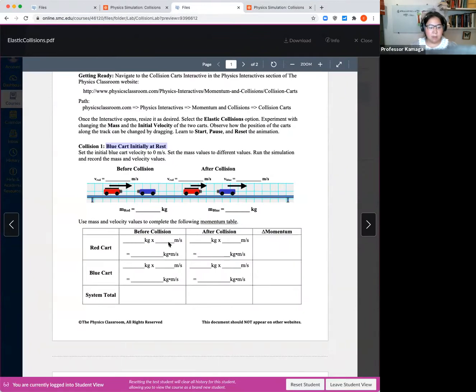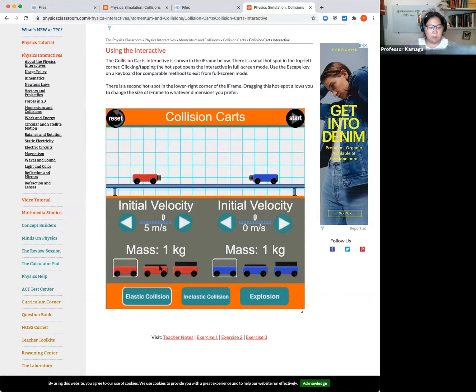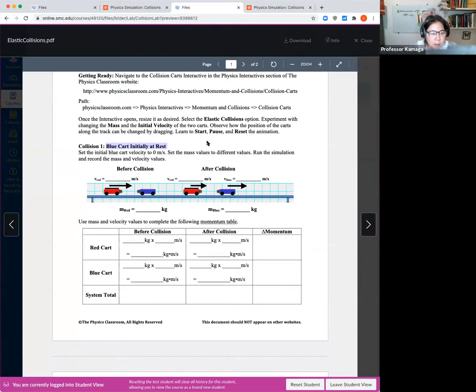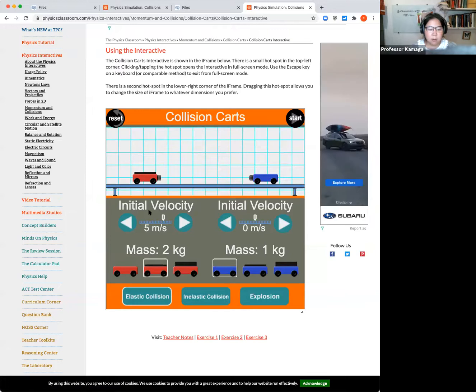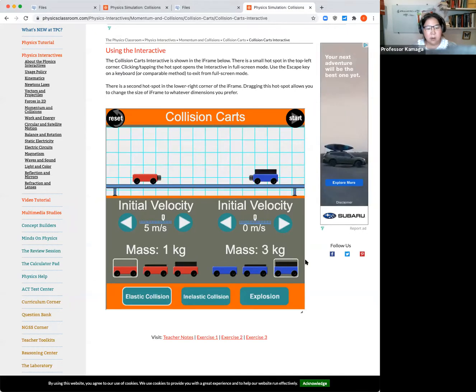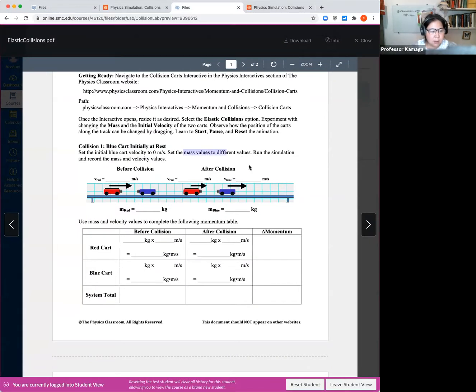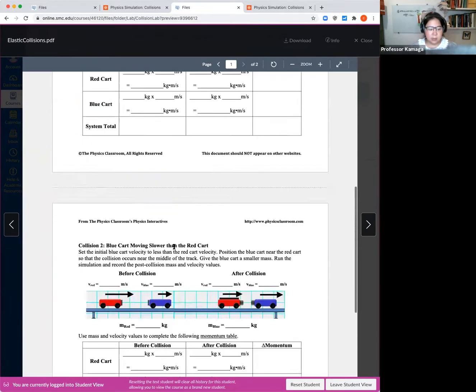So 1 kilogram, 5 meters per second. This doesn't have to be 1 kilogram. You can choose 1 kilogram, 2 kilogram. You can have the mass of the blue card to be 1 kilogram or 2 kilogram. Set the mass values to different values. So I want you to have 2 kilogram and 1 kilogram, or it could be 1 kilogram and 3 kilogram. You can choose whatever you like, run the simulation, and record the mass and the velocity value. So record all these values.